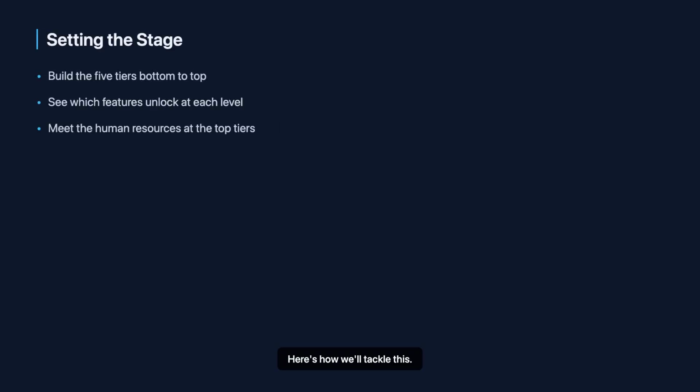Here's how we'll tackle this. We'll build the 5 support tiers from the bottom up, starting with the free plan and climbing to the most hands-on. As we go, you'll see exactly which features unlock at each level, things like phone support, deeper best practice checks, and a programmatic way to manage cases. And near the top, the story shifts from response times to actual people, so we'll meet the human resources that come with the highest tiers. By the end, you'll have a clean decision rule for every scenario.